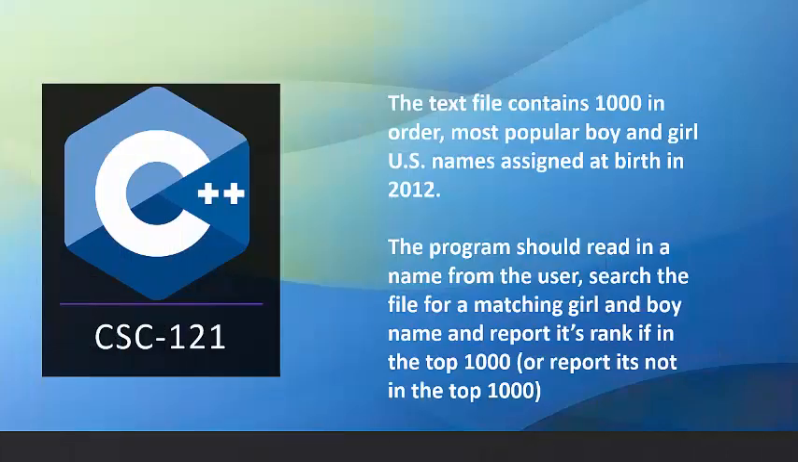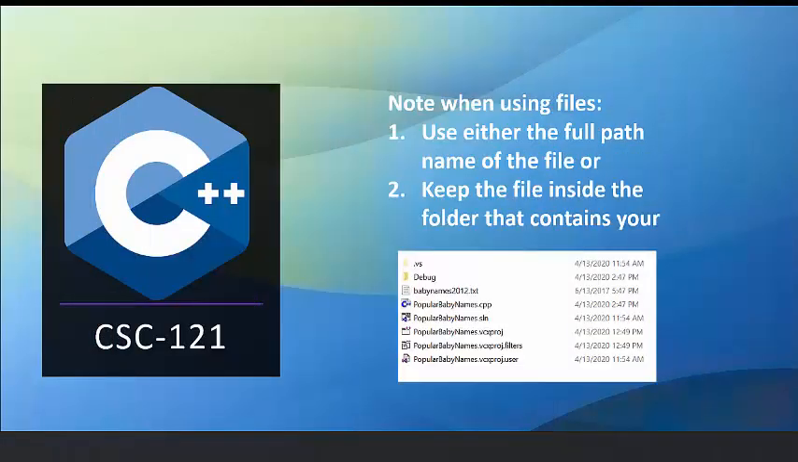The input text file contains 1,000 in-order most popular boy and girl United States names assigned at birth in the year 2012. The program should read in a name from the user, search the file for a matching girl and boy name, and report its rank if in the top 1,000, or report it is not in the top 1,000. Note when using files.